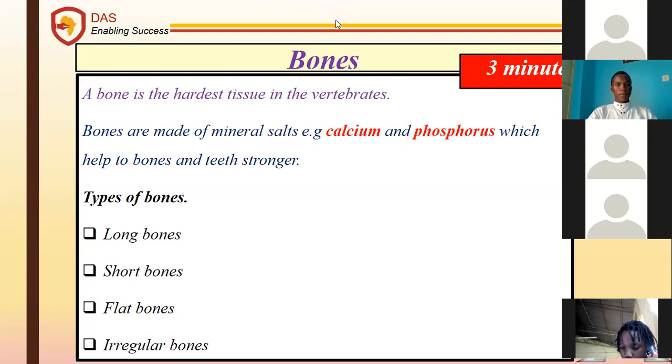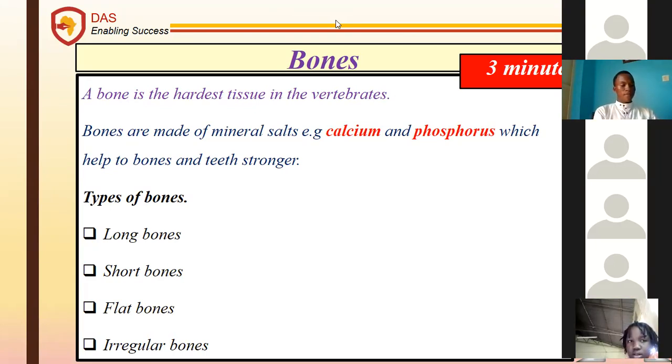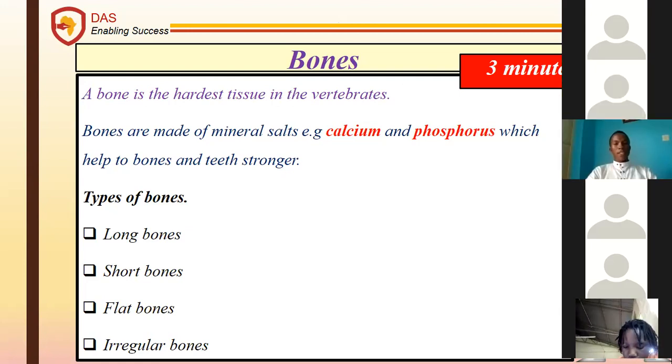Bones are made of mineral salts. Begin. A bone is... Teacher, I can't hear you. I said begin with a bone is the hardest. Are you not seeing up there? Teacher, I can't hear you. Okay, all right, Mohammed, read for me.